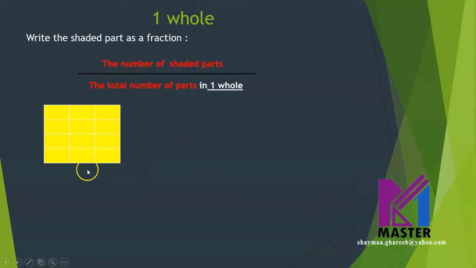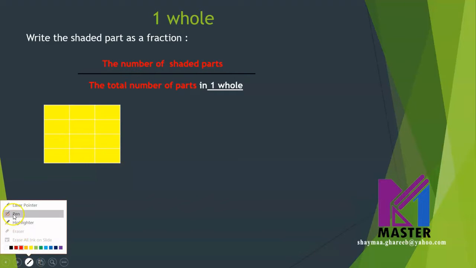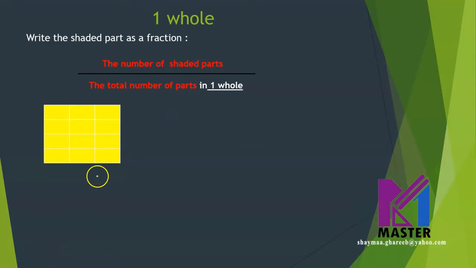Let's see the first shape here. Look at this shape. It's all shaded. So let's count the number of shaded parts. 1, 2, 3, and 1, 2, 3, 4. So 3 times 4 equals 12. So the shaded parts are 12. And what about the total number of parts? It's also 12. So our fraction here will be 12 over 12. So this is how I can write this as a fraction.